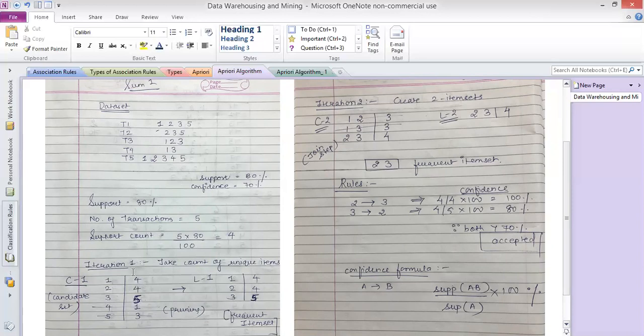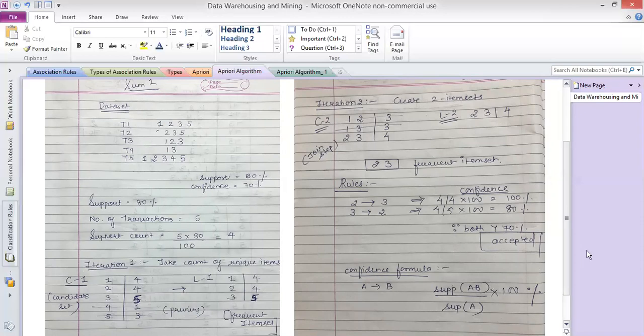So all the items that have a support count less than 4, not equal to, but only less than 4, will all be pruned. So 4 and 5 get pruned because they have support counts of 1 and 3. Okay, so we are left with 1, 2, and 3. You write down L1 as 1, 2, 3 with their counts. This is your frequent item set in iteration number 1 after performing the pruning step.